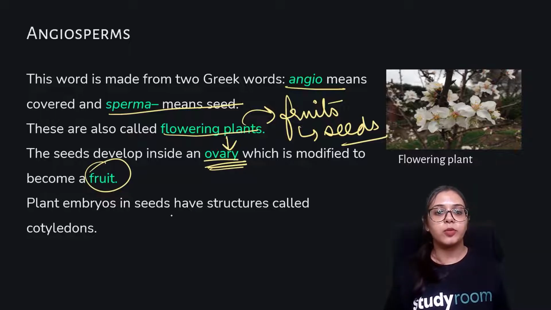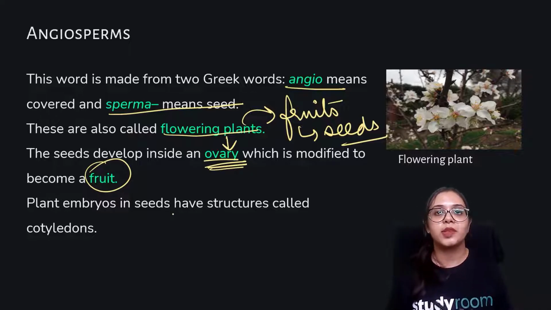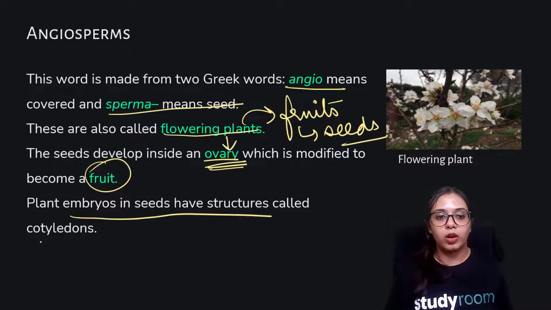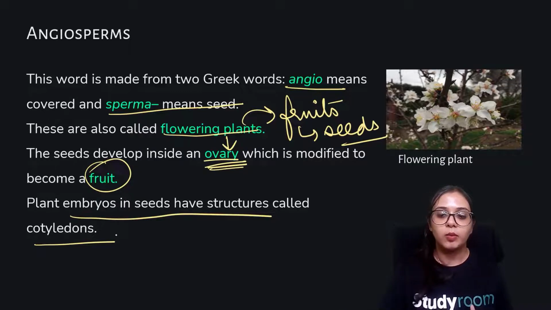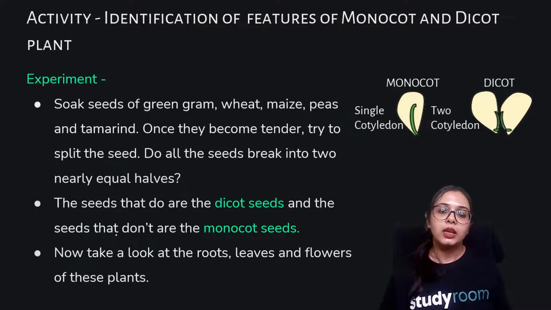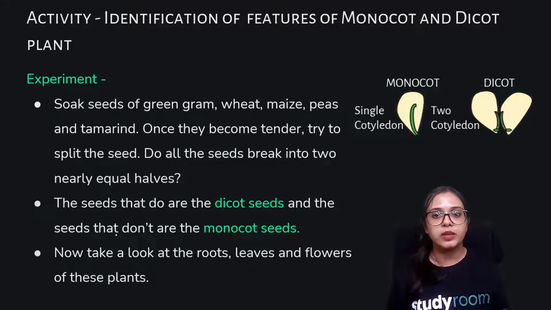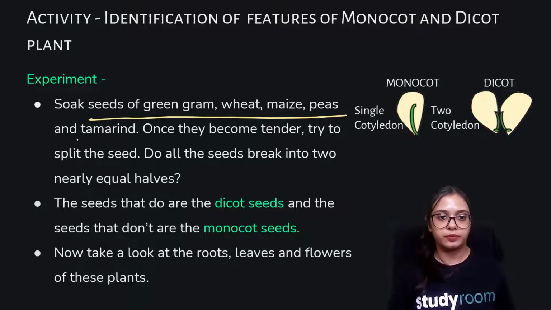Plant embryos in seeds have structures called cotyledons. Like I told you, angiosperms are divided into two categories, dicots and monocots. After the reproduction has happened, the embryo has structures known as cotyledons, and depending upon whether their number is one or two, angiosperms are divided into monocots and dicots. So we are having an activity. We will take some green gram or wheat, maize, peas and tamarind, and we'll soak the seeds of all these plants.